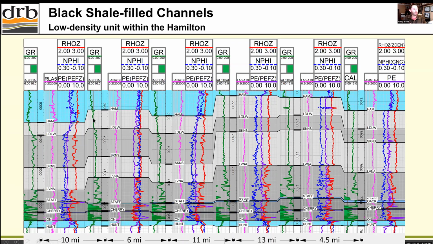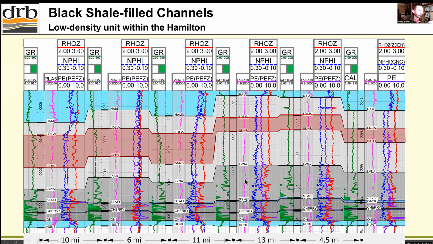So one interesting observation that I wanted to show is in this unit right through here. This is in the gray shale section of the Hamilton group. What we know are these low density units that are coming in here. We see a number of them here, we see a couple through here, and then they're largely gone, although we can see there's still a little bit lower density through here.